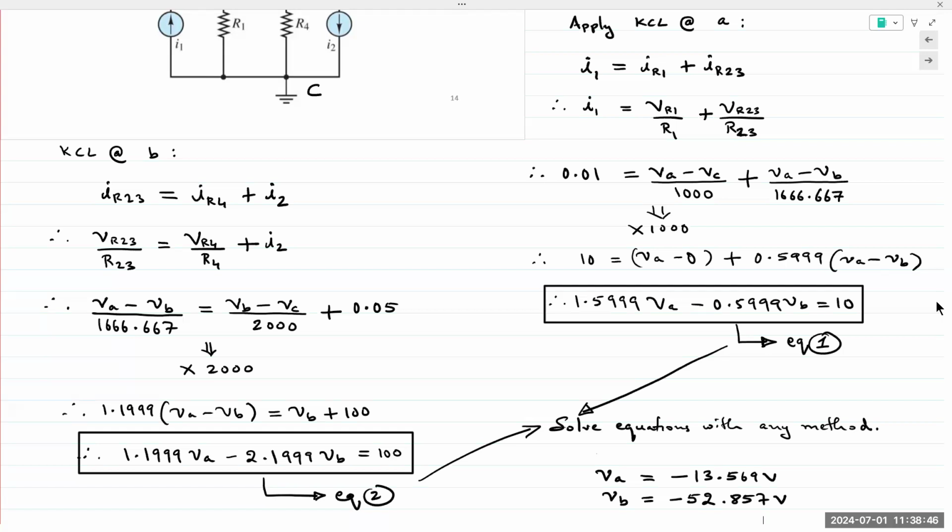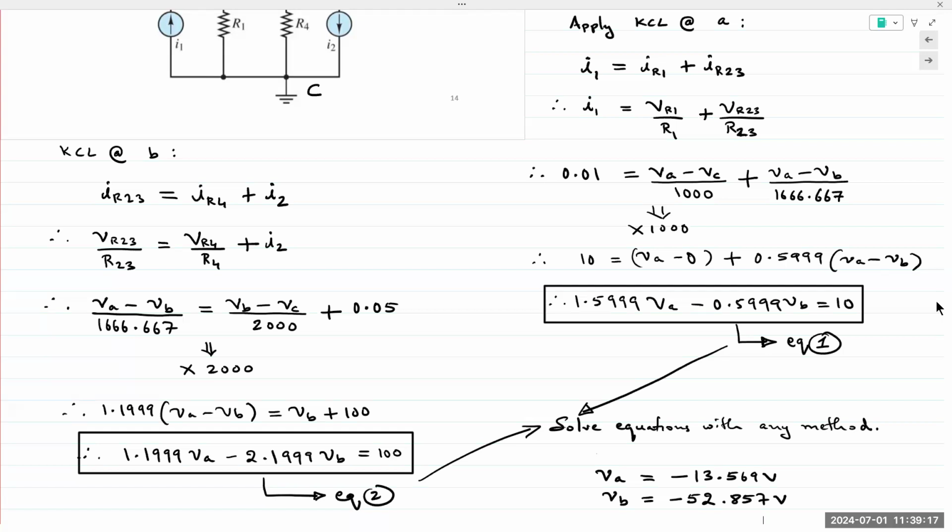All right, any questions? Do the steps make sense? Does the methodology make sense? What do you notice about the final answers? Negative values. But does that mean our answers are incorrect?